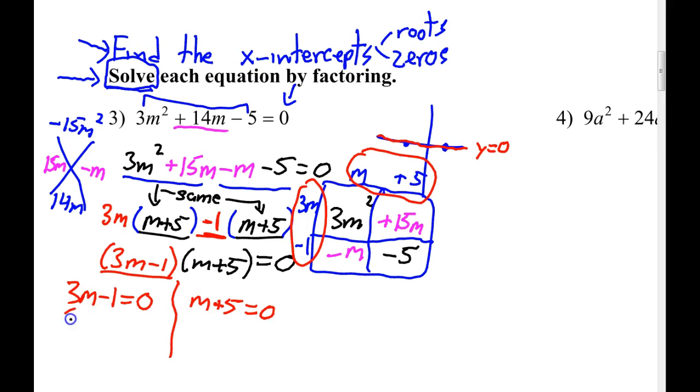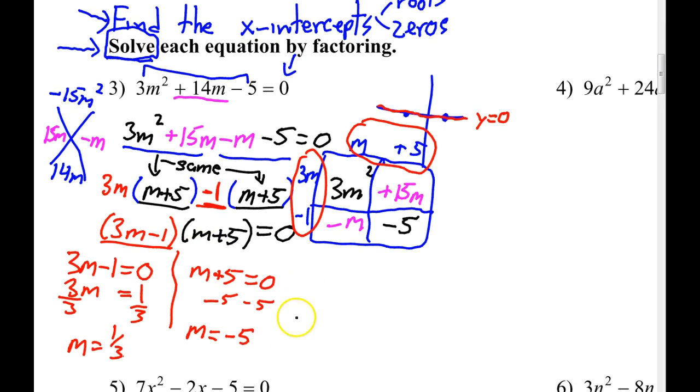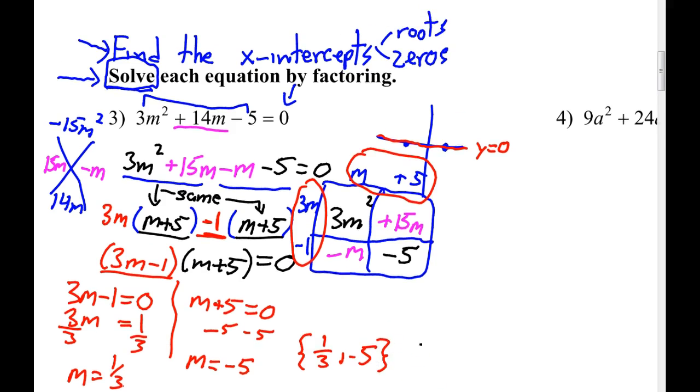So we have 3m equals 1 if you add m to both sides. Add 1 to both sides, divide both sides by 3. So your first root is 1/3. Subtract 5 on both sides. Your second root, your second 0, your second x-intercept, your second answer. Those all mean the same thing: root, intercept, 0. So your two intercepts are 1/3 and negative 5.